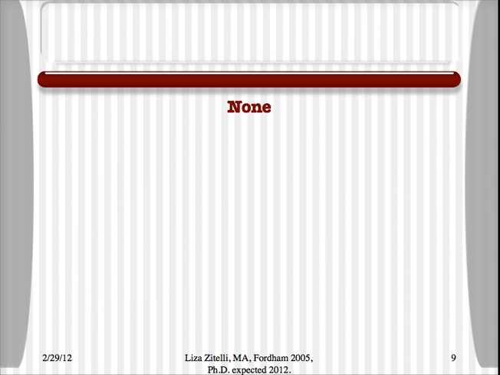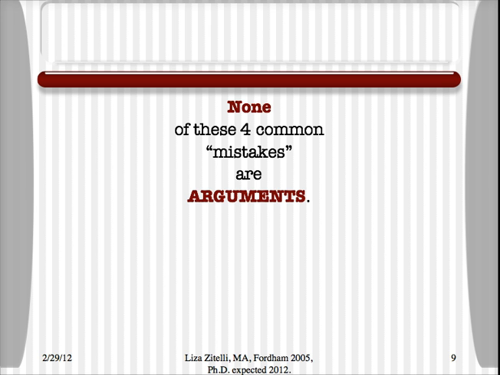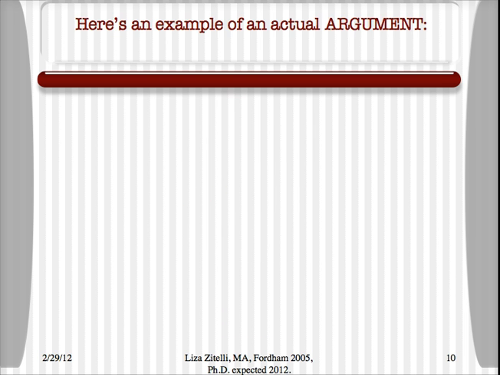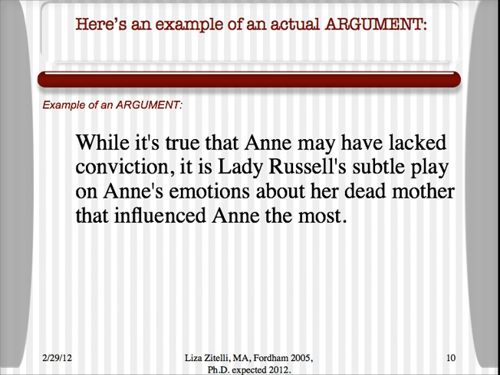None of these 4 common mistakes are argument. So, what does an argument look like? Here's an example of an actual argument. While it's true that Anne may have lacked conviction, it is Lady Russell's subtle play on Anne's emotions about her dead mother that influenced Anne the most.